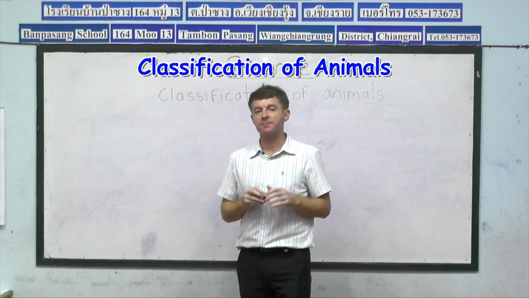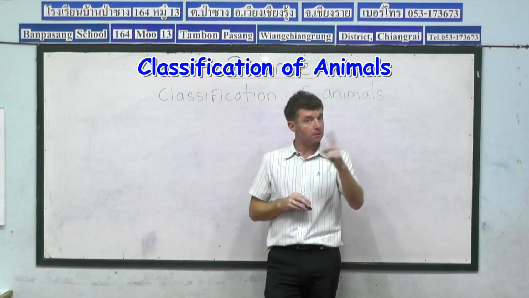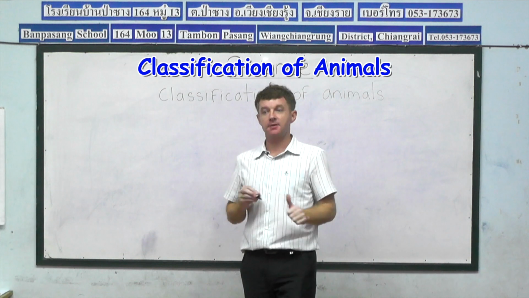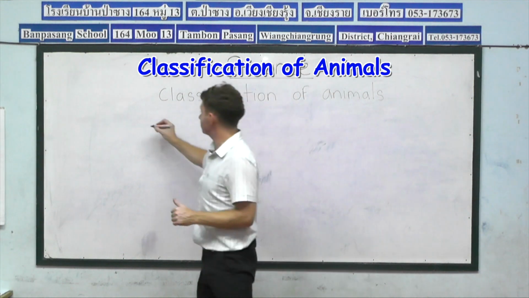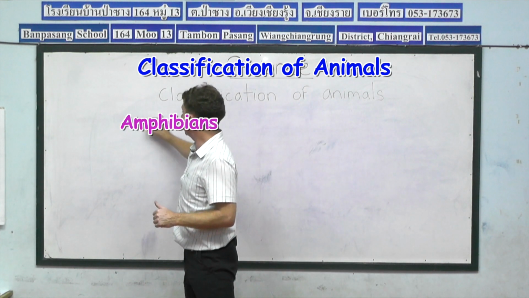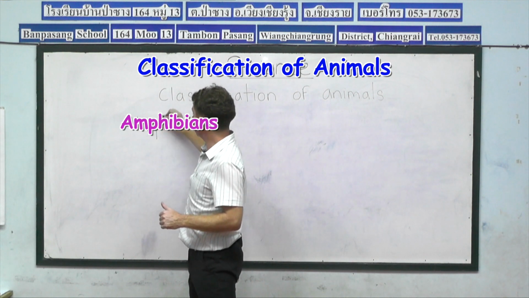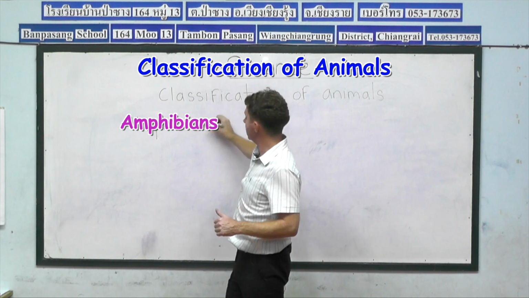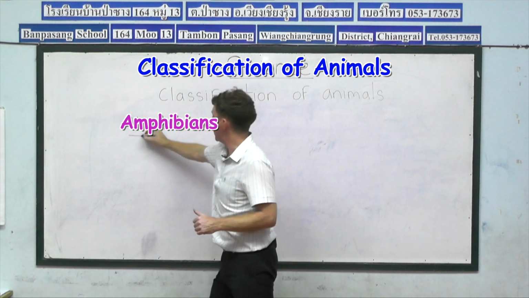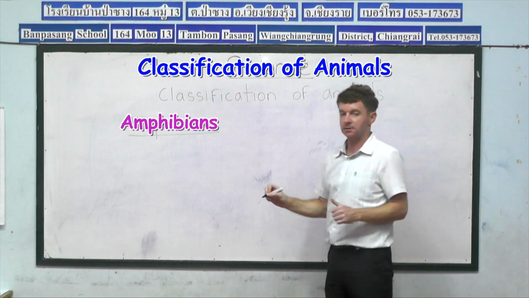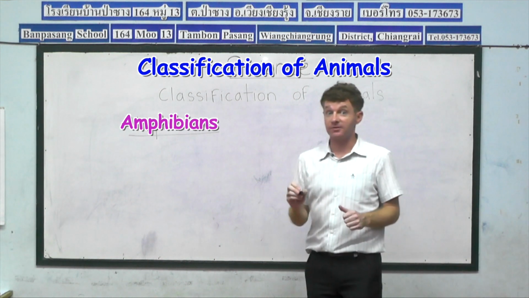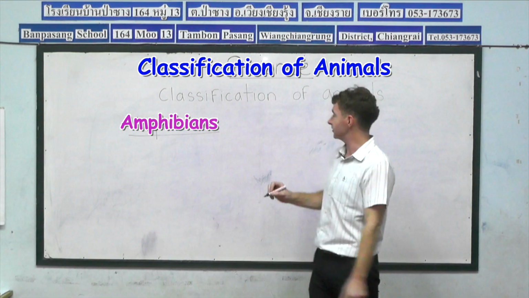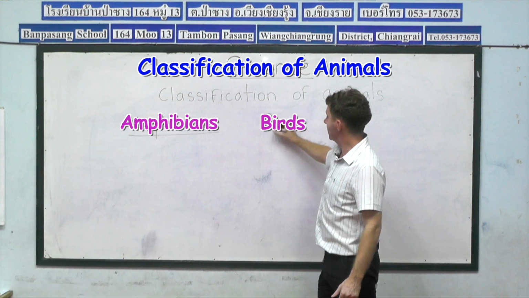The first one that can go in water, but then can come out again, amphibians. Yes, they are called amphibians. A-M-P-H-I-B-I-A-N-S. Amphibians. And then the next set of animals that we learnt about are the ones with wings that can fly. Birds. B-I-R-D-S.